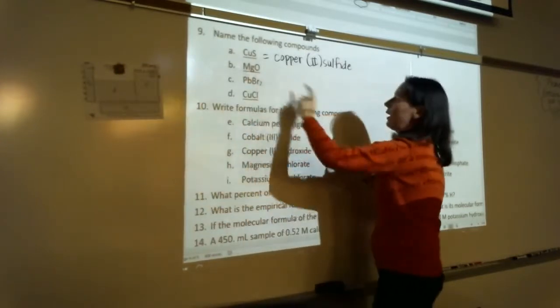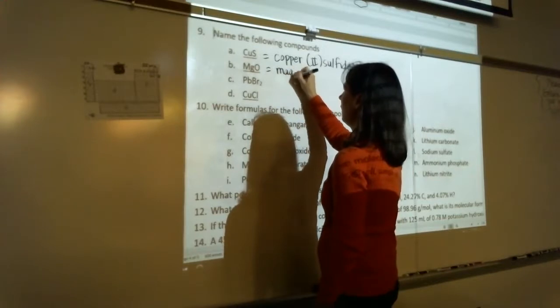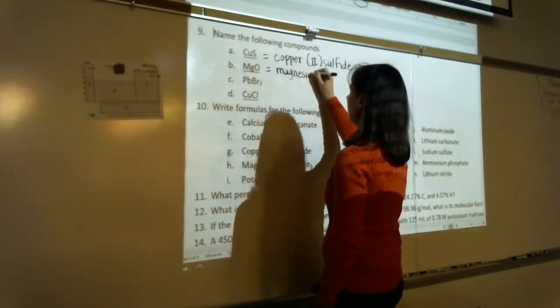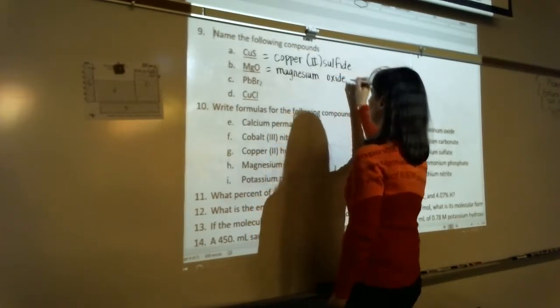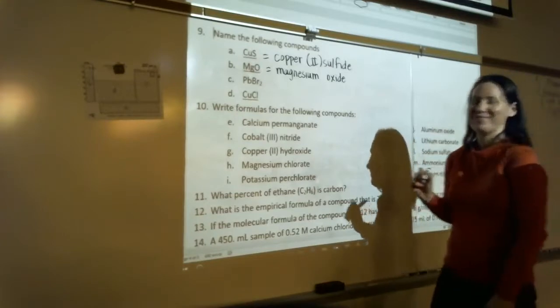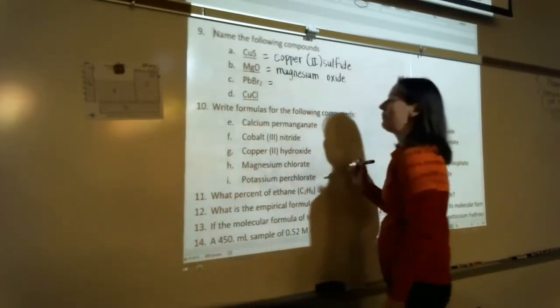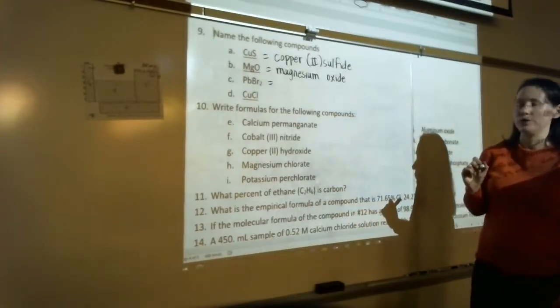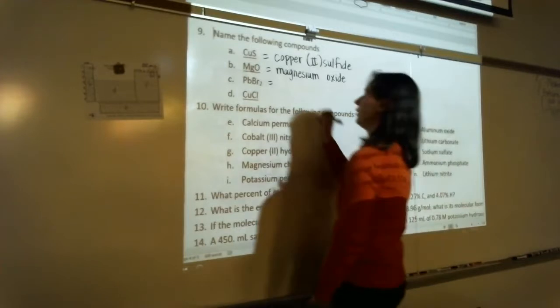Good. MgO, what's that? Magnesium oxide. Good. How come you don't need the Roman numeral? Because magnesium is just a plus 2. You need plus 2? Plus 2, yes. Sure. Come on, man. I'll write it down right on the test, I promise. That's all that matters. All right, PbBr2, what's that one? Do you need Roman numerals for Pb? Yes. Lead 2 bromide.